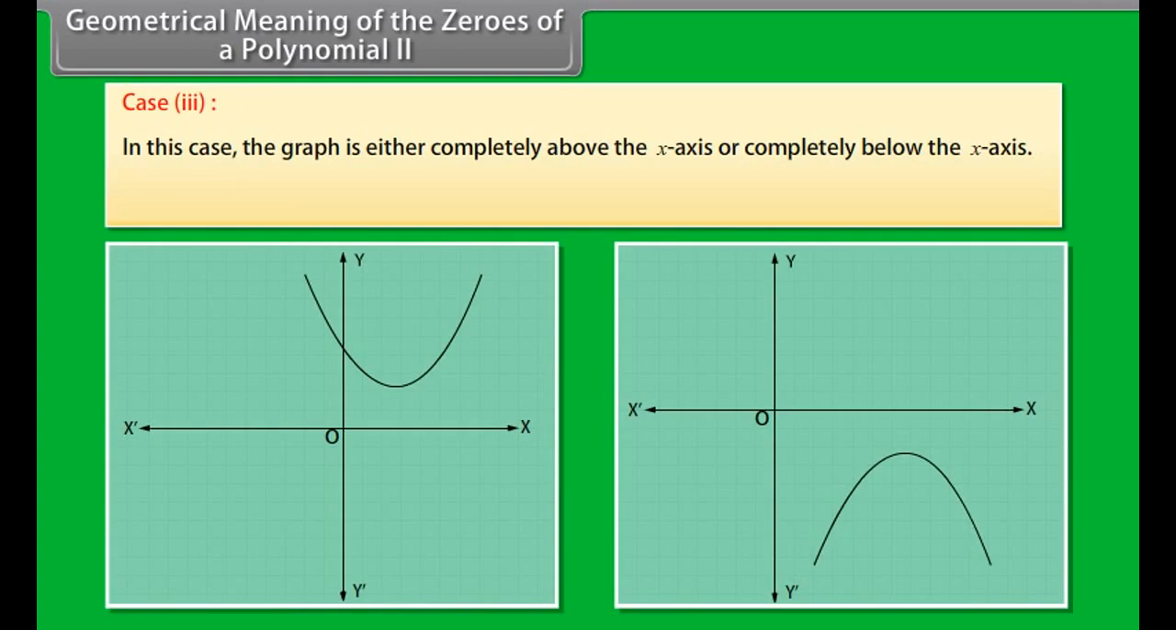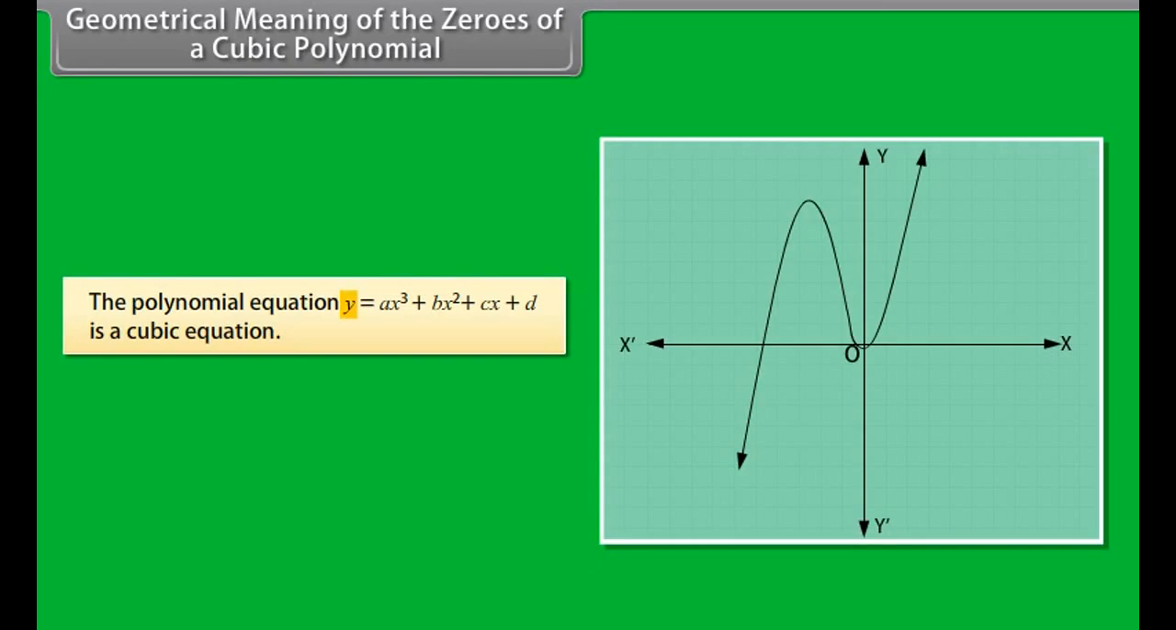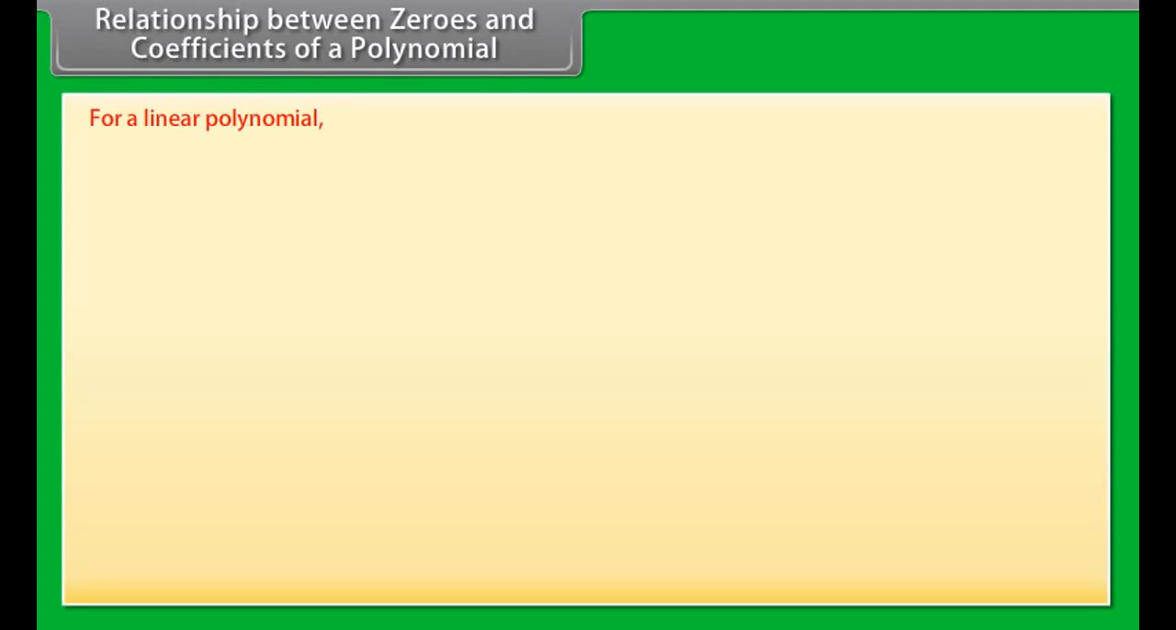Case 2. In this case, the graph cuts the x-axis at exactly one point, that is, at two coincident points. The two points A and A' of case 1 coincide here to become one point A. Case 3. In this case, the graph is either completely above the x-axis or completely below the x-axis. It does not cut the x-axis at any point. The quadratic polynomial ax² + bx + c has no zero in this case.